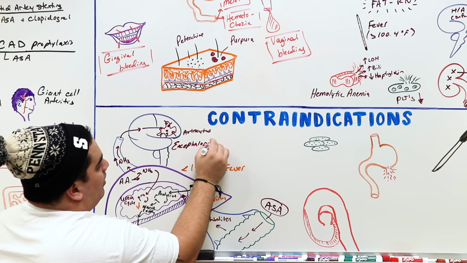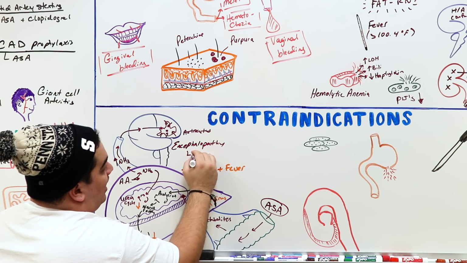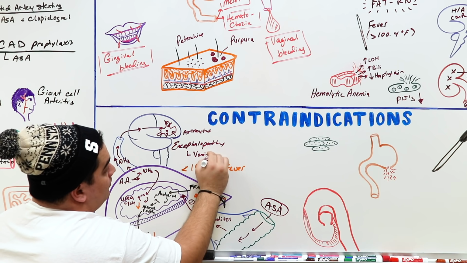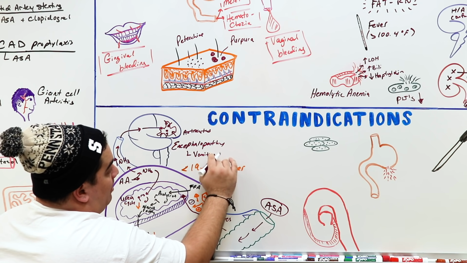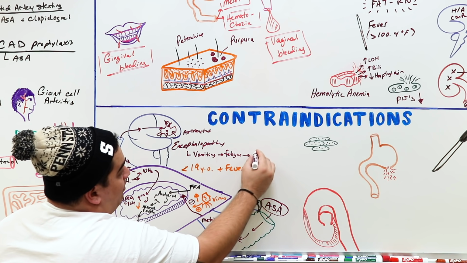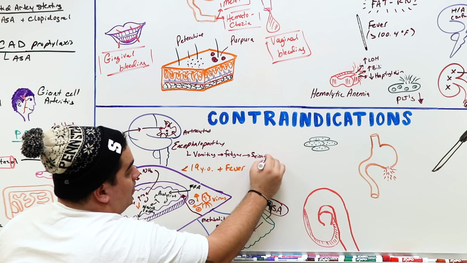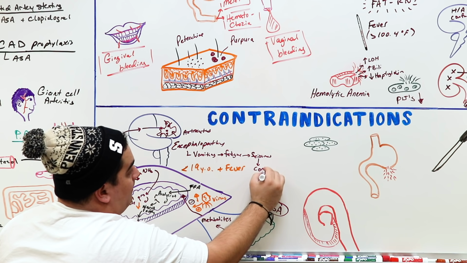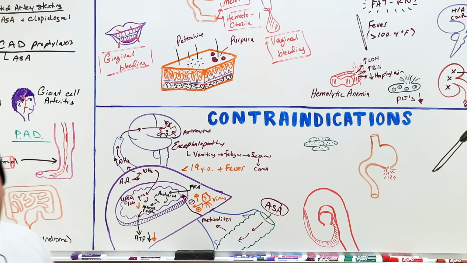Encephalopathy, which will show up as signs of maybe vomiting. Then they can progress maybe to fatigue, and then maybe they'll progress from there into seizures, and maybe even into a coma, as well as they can have delirium.